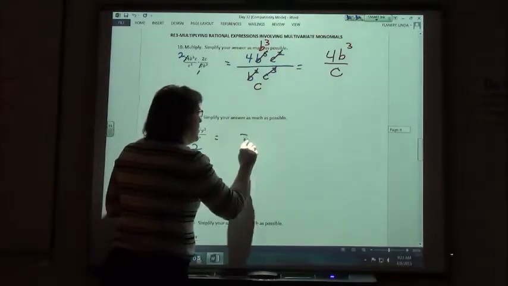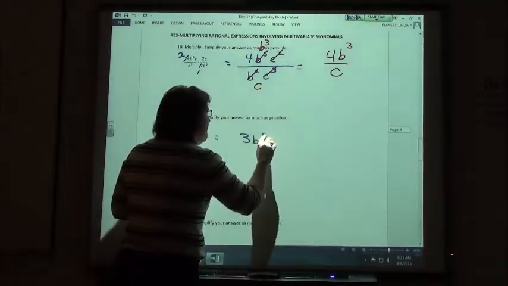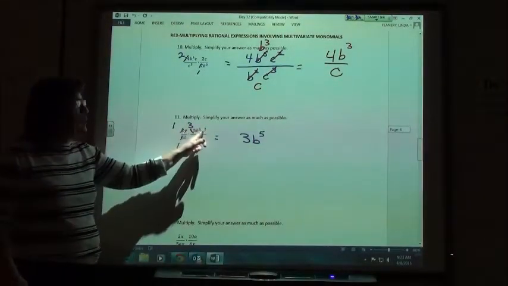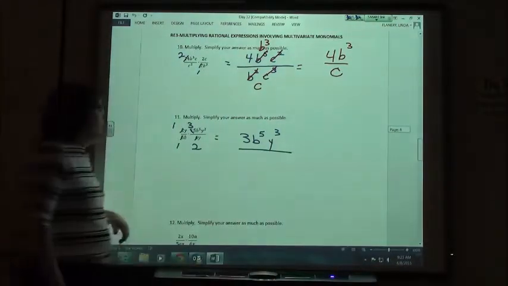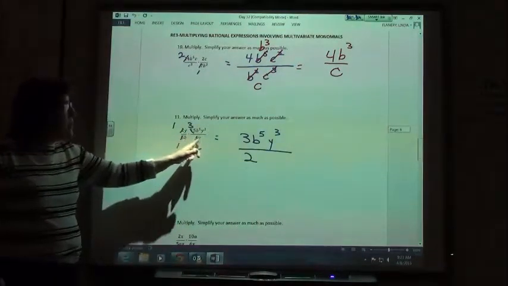So on the top I'm going to have 3. I have a b to the 5th. And then I've got a y and a y squared. Y times y squared, y to the 3rd. On the bottom I've got a 2. And then I just have a plain b and a plain y, by.